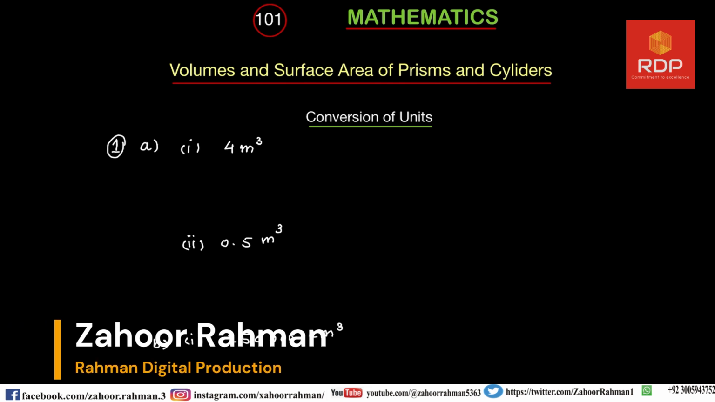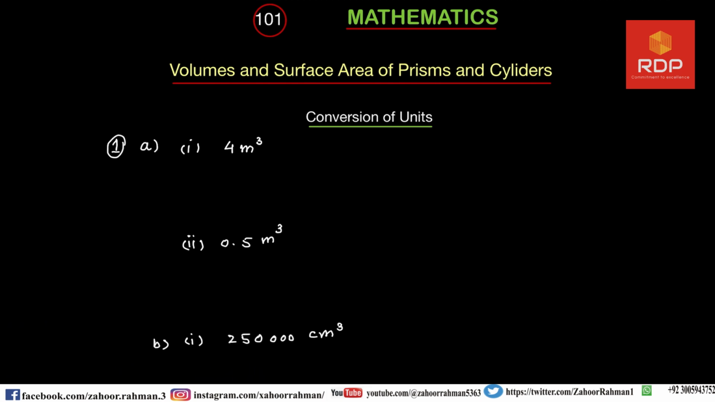We have learned how to convert from one unit of area to another in the previous lecture. To convert from one unit of volume to another, we need to know that 1 milliliter is equal to 1 centimeter cube. Many students confuse themselves about how much bigger 1 centimeter cube is.